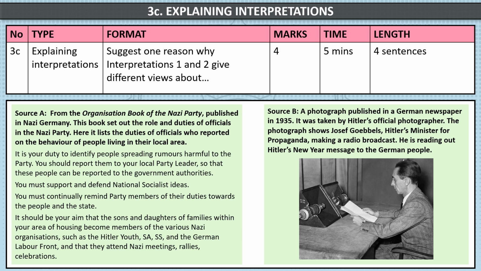Now, question 3C requires us to explain the interpretations, and this means saying why they are different. Again, it's a short question, so we only want to spend 4 minutes and write 4 sentences on this. You should also notice that for this question, you've been given 2 sources to use. Pause the video and read these before you go any further.